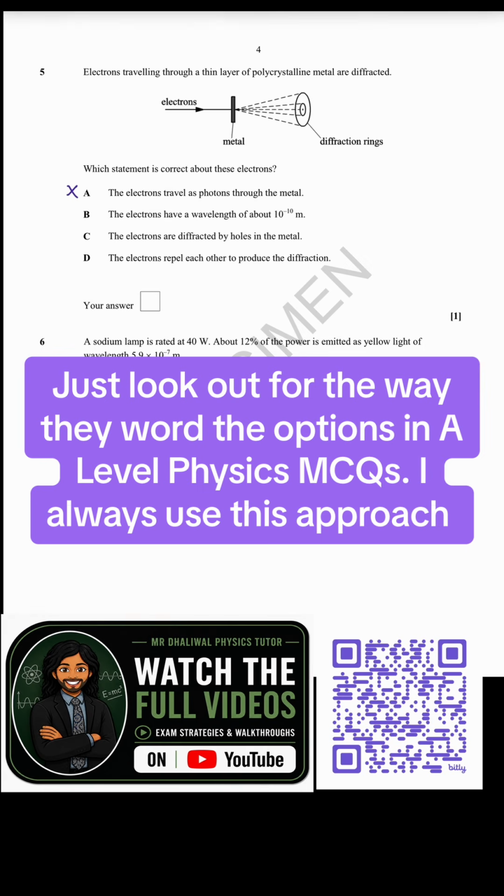C, the electrons are diffracted by holes in a metal. I just know that they're not. I should know that they're diffracted by the spaces between atoms. So I'm going to put a cross next to that. And D says the electrons repel each other to produce the diffraction. Again, I think that's just misunderstanding what interference is. They behave as waves, and therefore they're going to be interfering. So that's going to be wrong.